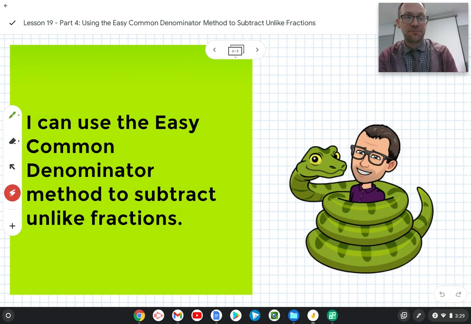Let's get to it. I can use the easy common denominator method to subtract unlike fractions. If you need help, let me know. Let's get started.